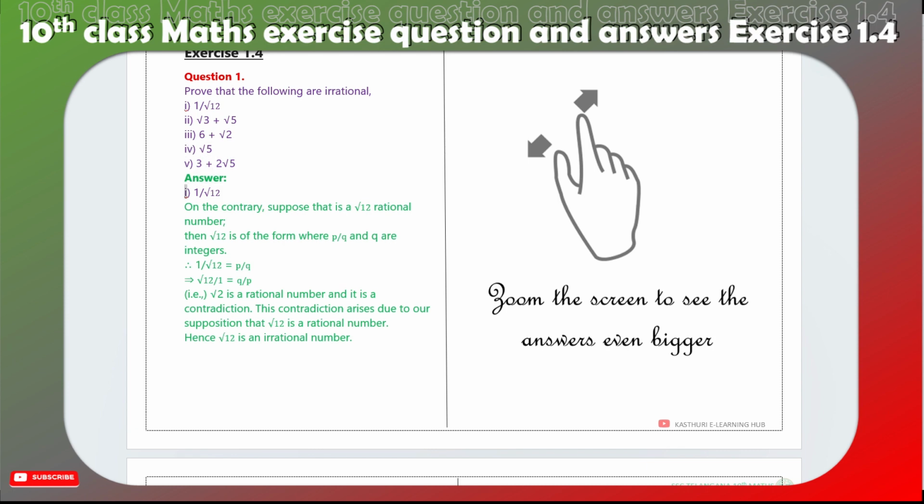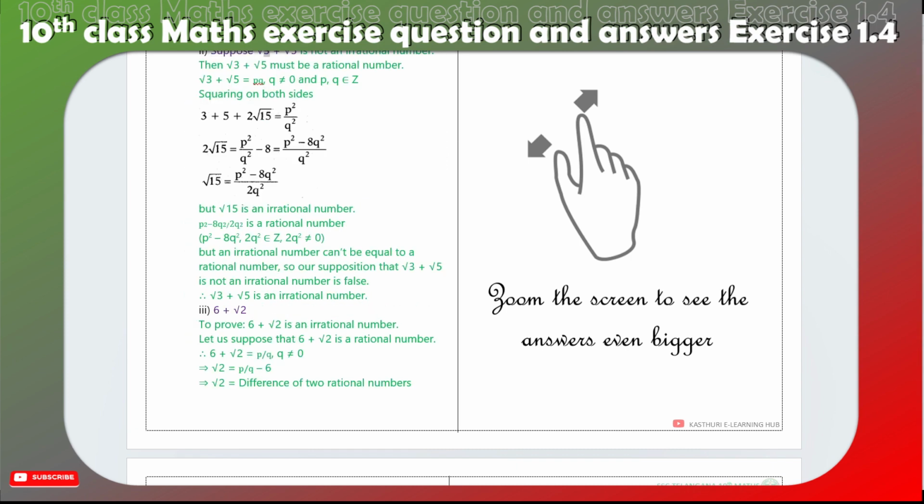Answer. 1. 1/√2. On the contrary, suppose that 1/√2 is a rational number. Then 1/√2 is of the form p/q where p and q are integers. 1/√2 is equal to p/q, so √2 is equal to q/p. That is, √2 is a rational number, and it is a contradiction. This contradiction arises due to our supposition that 1/√2 is a rational number. Hence 1/√2 is an irrational number.